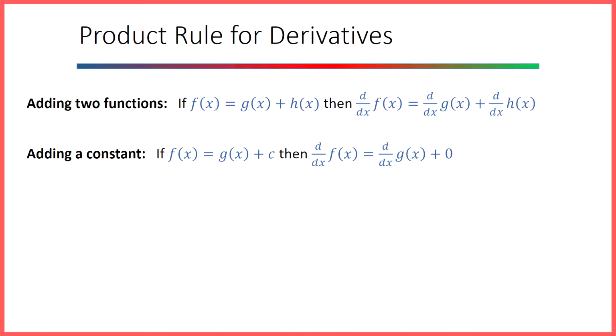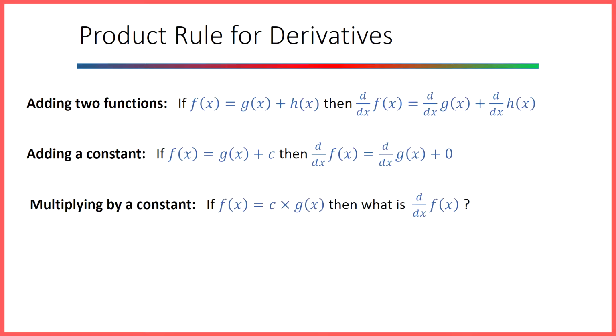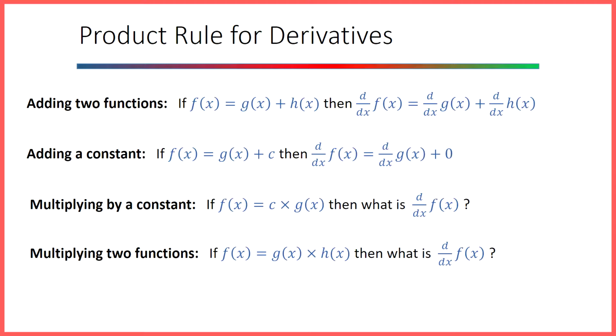Alright, we've got those derivative rules for addition. But next we want similar rules for multiplication. Specifically, we want to ask the questions: if f of x equals g of x times a constant, then what is the derivative of f of x? And if f of x equals g of x times h of x, then what is the derivative of f of x? Let's start off by tackling the first question.